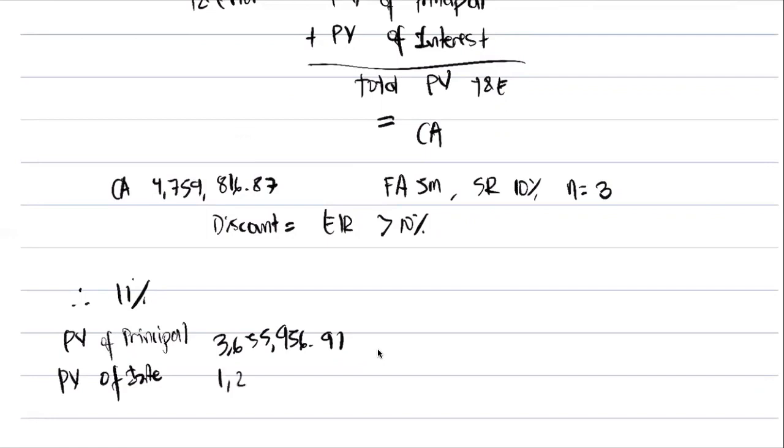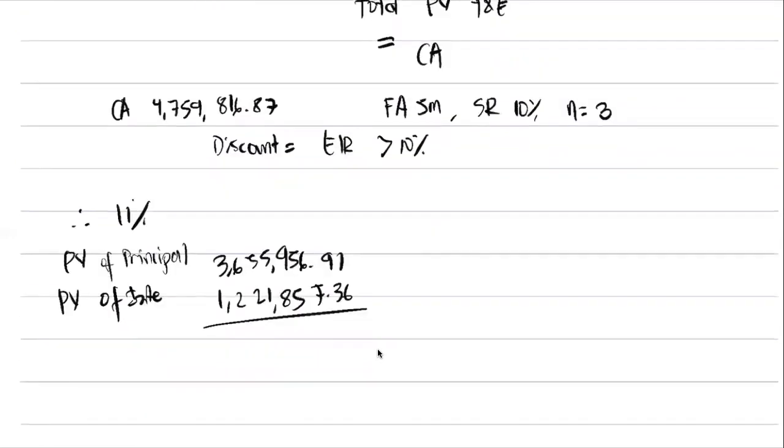Then we get for the PV of interest 1.11, so we have 1,221,857.36. Plus 3,655,956.91. Okay, so this is 4,877,814.27. Therefore, 11% is not the rate.